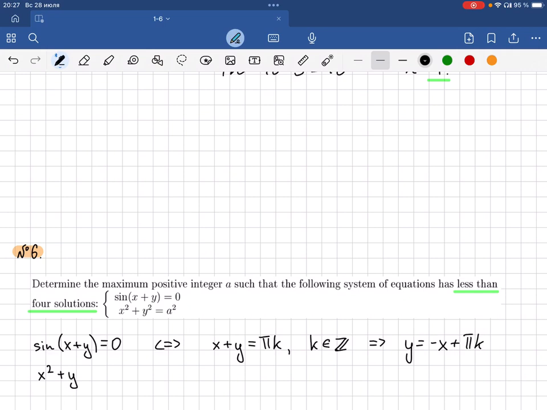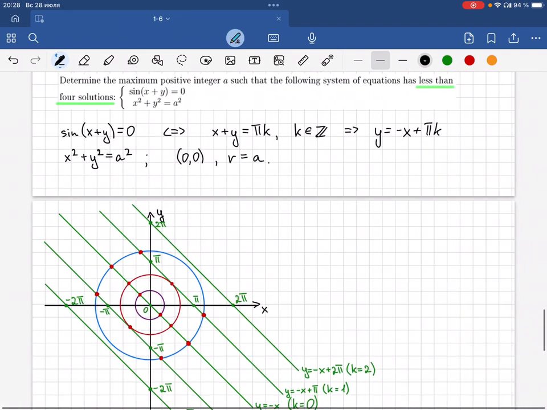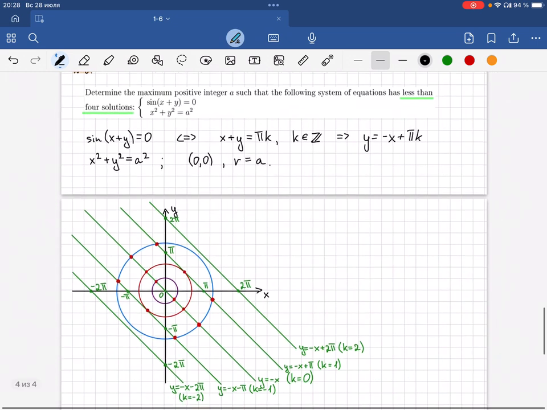The second one gives us x squared plus y squared equals a squared, and this gives us a circle that is centered at point (0, 0) and has a radius a. So by changing a, we can control the radius of our circle, and by changing the radius, we'll change the number of solutions. I have a picture here. Let's try to understand how it works.